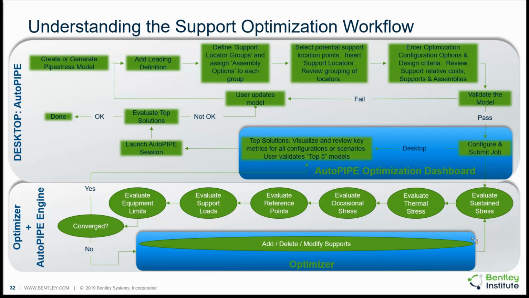Once the job is submitted, the optimizer gets to work and runs through all of the configuration options and design criteria that were set up by the user. If the solutions don't converge, the optimizer makes some changes to the support configuration until the solutions do converge. If the solutions do converge, it's going to be reported to the user in AutoPIPE in a list of top solutions. From this list, the user can launch AutoPIPE and evaluate the top solutions. And if the top solution is acceptable, the user is done. If not, the user can update the model and start again.